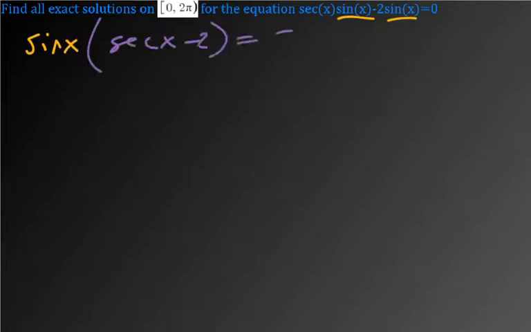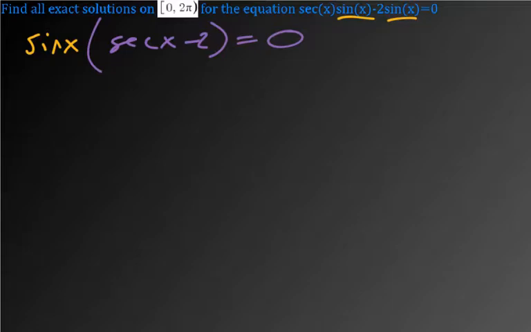All right, so this one, a little more straightforward. So it just says find all the exact solutions to this thing on one lap, for the equation secant x times sine x minus 2 sine x equals 0. And anytime I see in math 2 terms with a common factor, my brain just thinks, take that out, right? So take out a sine x, and I'd have secant x minus 2 left over.